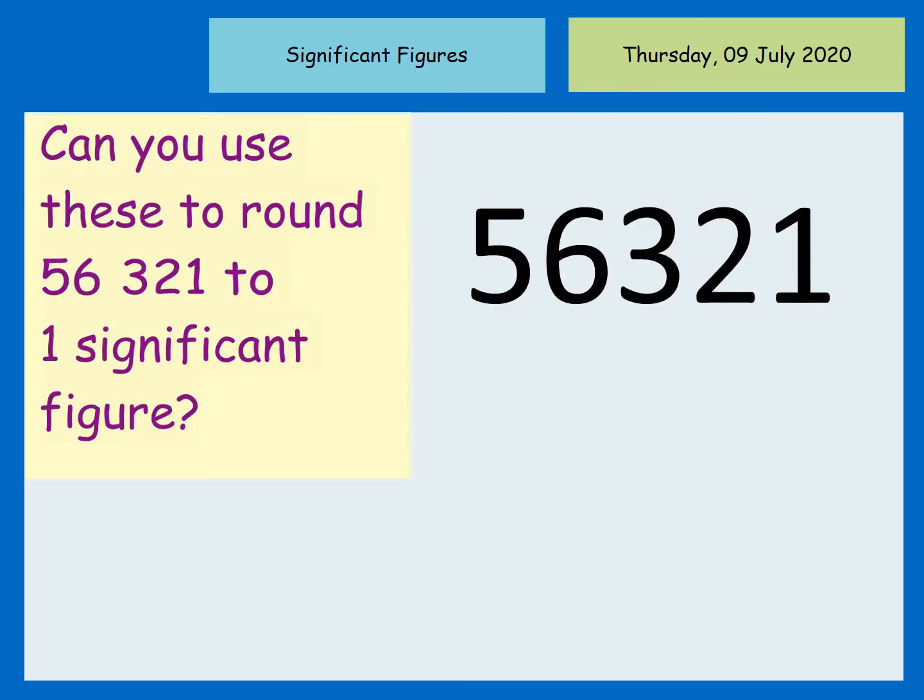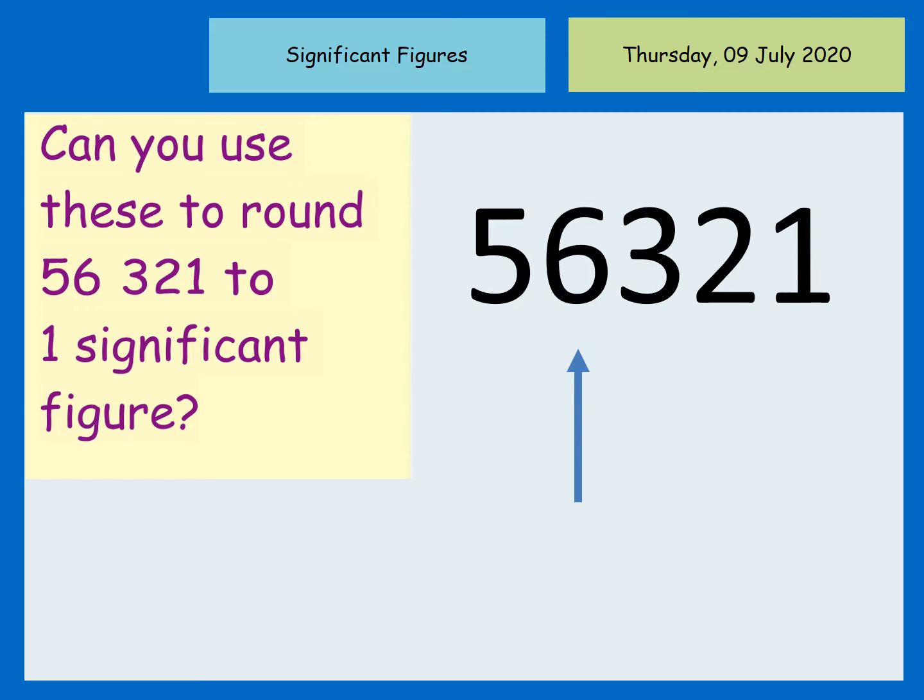Okay, let's take a closer look at this question. So we have the number 56,321. Now, the first thing we need to do here is identify the first significant figure in that number. So the first significant figure in this number here is the 5. Now, like when rounding anything else, we're going to look at the number next to the 5. So in this case, the 6.